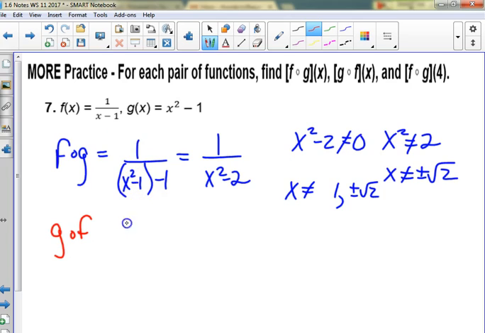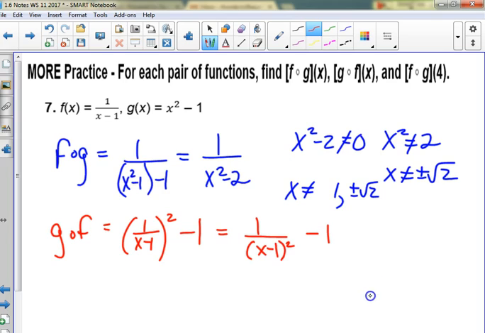Put this in here. Whew, what happens? 1 over x minus 1 quantity squared minus 1. I'm thinking this should not be on the quiz. What do you think? Okay, if you square the top, you get 1, yes? If you square the bottom, can we just for a minute leave it x minus 1 squared? Minus 1. So what can x not be? X can't be 1, right? That's what it couldn't be in the original one either.